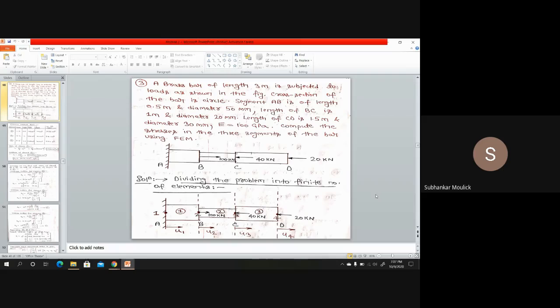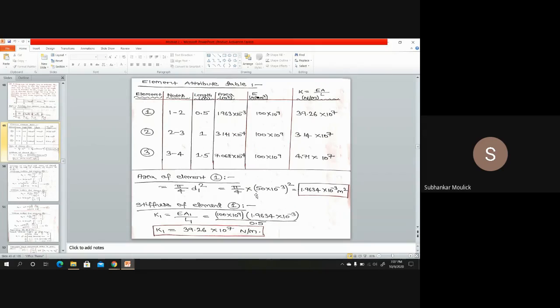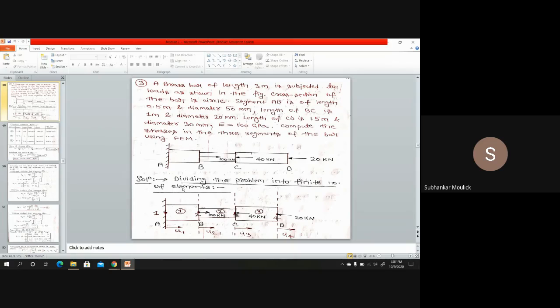Before starting the class, let me give you a brief recap of what we did in the last class. If you remember, in the last class we took a problem in which you needed to compute the different stresses developed in each and every element. We divided the entire problem into three elements, and then by the stiffness method we finally found the stresses developed in each of the elements for this problem.